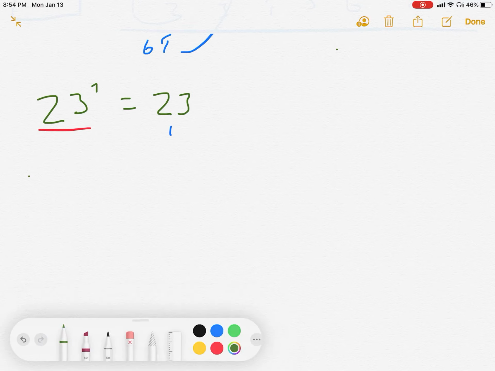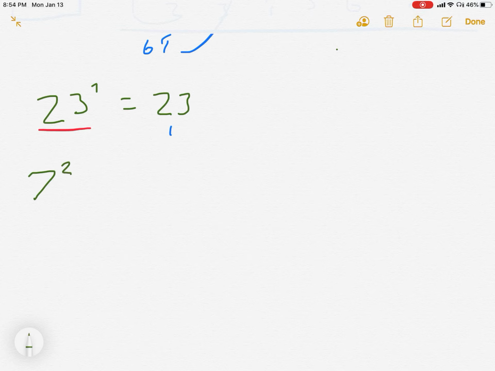I've got 7 squared, so 7 to the second power, plus 2 to the fourth power. Now, for this, we are going to be using order of operations. We've talked about order of operations before. Most of the time, when we think of order of operations, we think of PEMDAS.